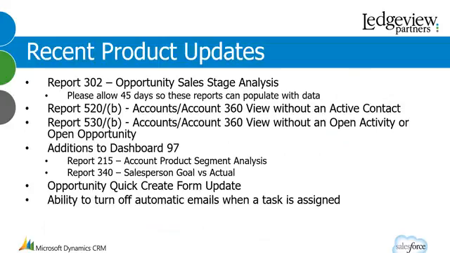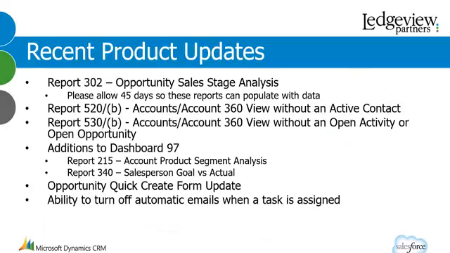Report 302 is an excellent opportunity sales stage analysis report. It'll show you the amount of time spent in each opportunity sales stage, but please allow 45 days so these reports can populate with data, as they will be a little bit light with that information currently, as it was just implemented.